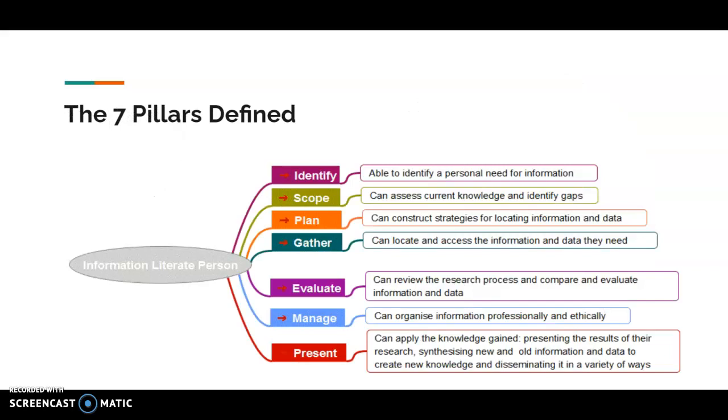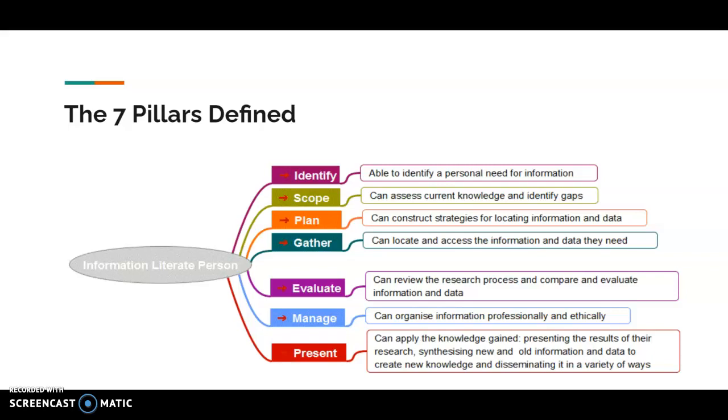Looking at them another way, you'll see what they are, right? Identify, being able to understand that you need information, assessing what you already know and figuring out what you need to know. Planning, making strategies for how you're going to get this data, and then actually getting the information and data that you need. Once you have those sources, evaluating them to determine if they are both reliable and if they're going to be good sources for the information you need.